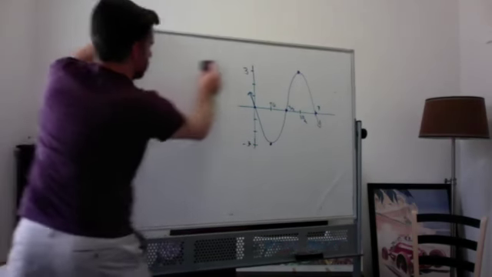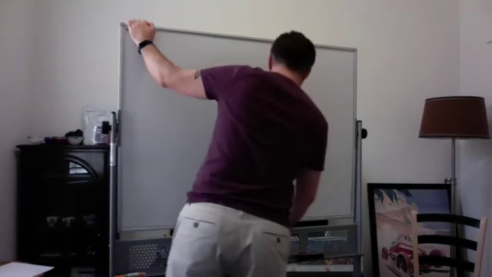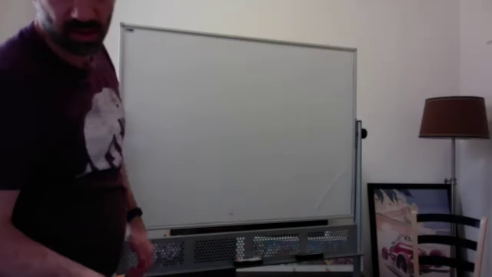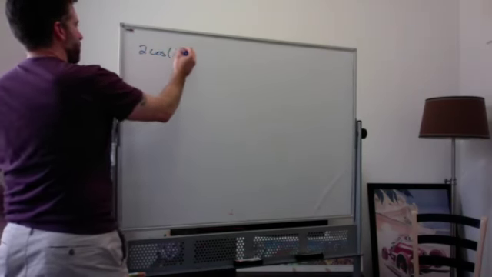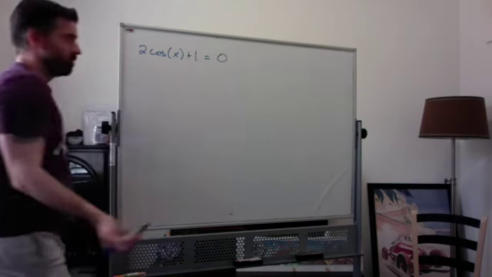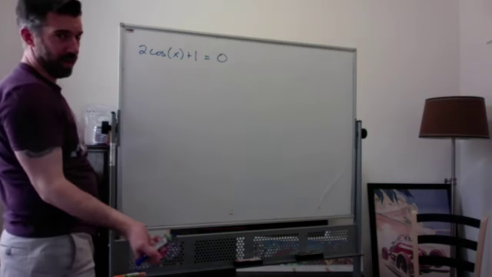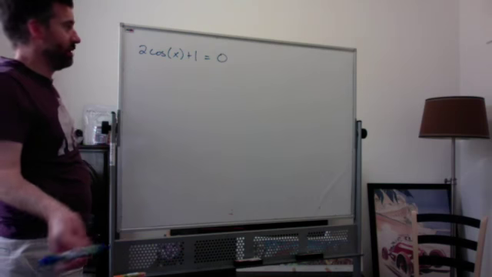Okay, so let's look at the next one. The next one's not too terrible. One after it's a little bit out there. So the next one is to solve 2 cosine of x plus 1 equal to 0. So typically for a problem like this, you want to isolate x if you can, but here we're going to isolate cosine x.